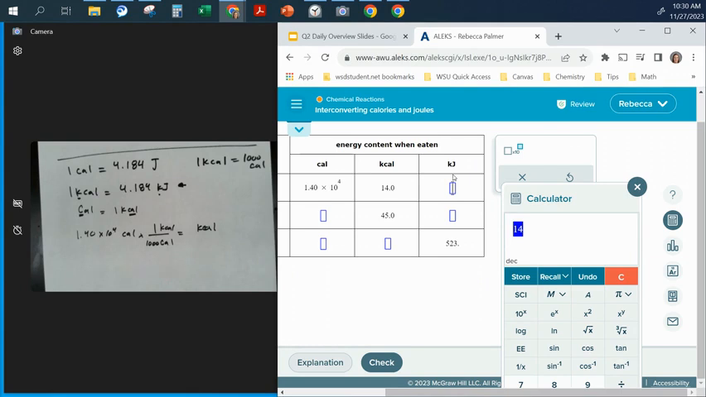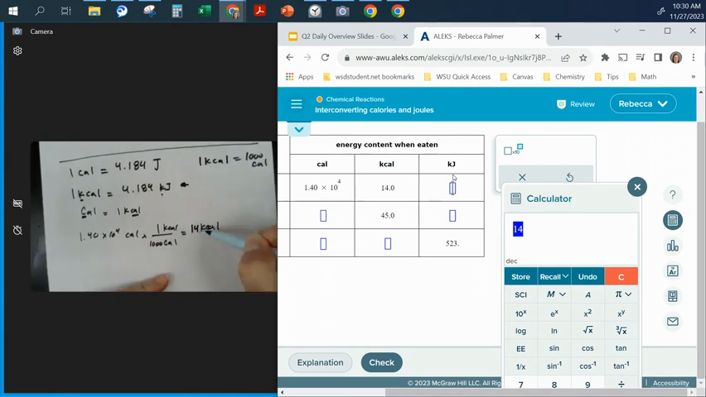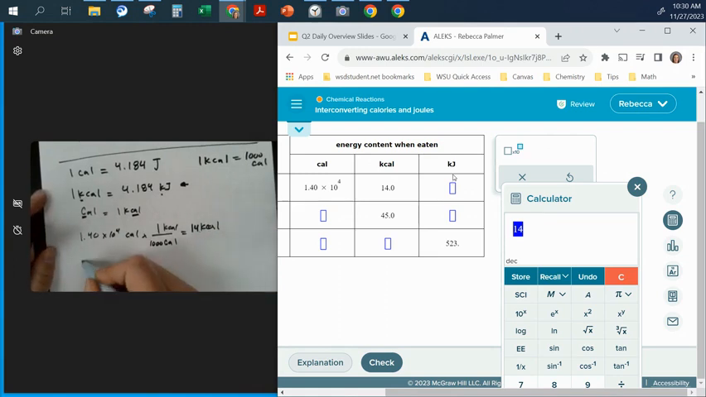All right, so then I need to take my number, my 14 kilocalories, and we're just going to do another unit conversion. So we take 14 kilocalories, and I need to convert this. My box is telling me it needs to go into kilojoules.